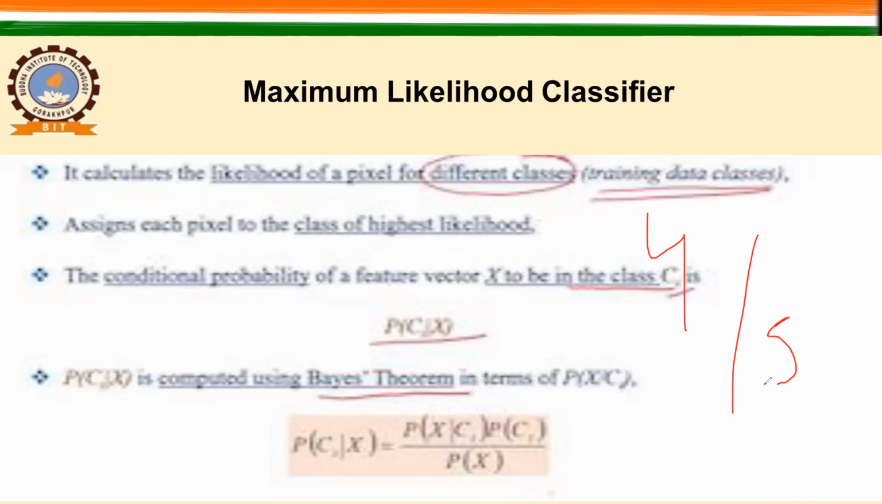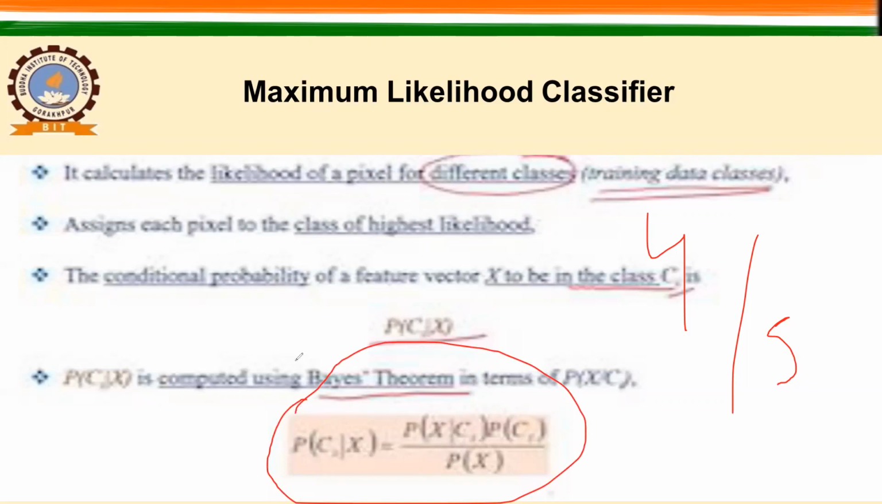Unknown pixel का मतलब ये हुआ, I am referring to the image pixel which we want to classify, right? And the conditional probability of a feature vector x to be in the class Ci is this one, right? So this is the normal expression. In general, we use this. So here we use the Bayes theorem for identifying the probability of x to be in the class Ci, and this is the mathematical expression of the Bayes theorem.